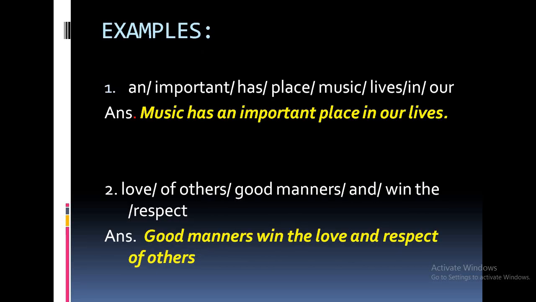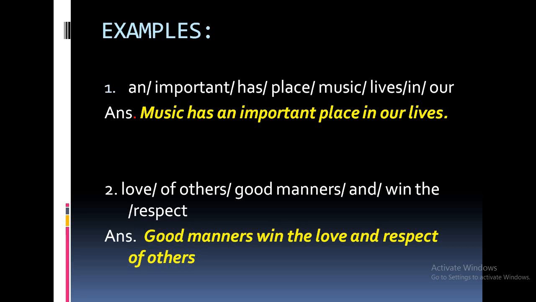Now the examples. Here I would prefer that you don't look into the answers which I give you, but I am left with no other option but to show the answers as well. So I'll give you worksheets again where you can solve these things, sentence reordering, all by yourself. Like see here an example. Number 1: an important / has / plays / music / lives / in / are.